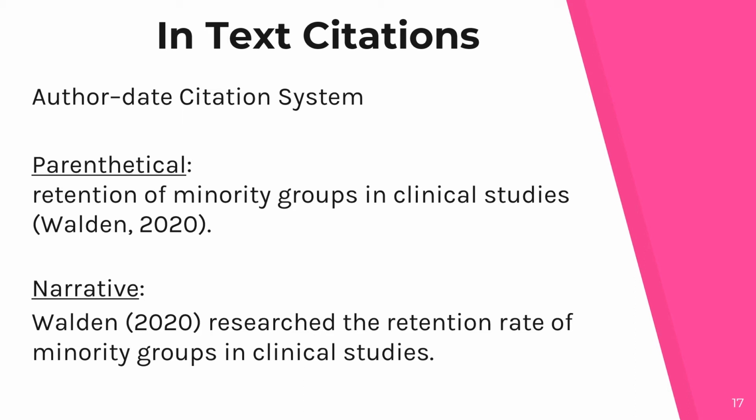In parenthetical citations, the author's last name and year of publication, separated by a comma, are in parentheses at the end of a sentence. In narrative citations, the author name is incorporated into the text as part of the sentence, and the year follows in parentheses.